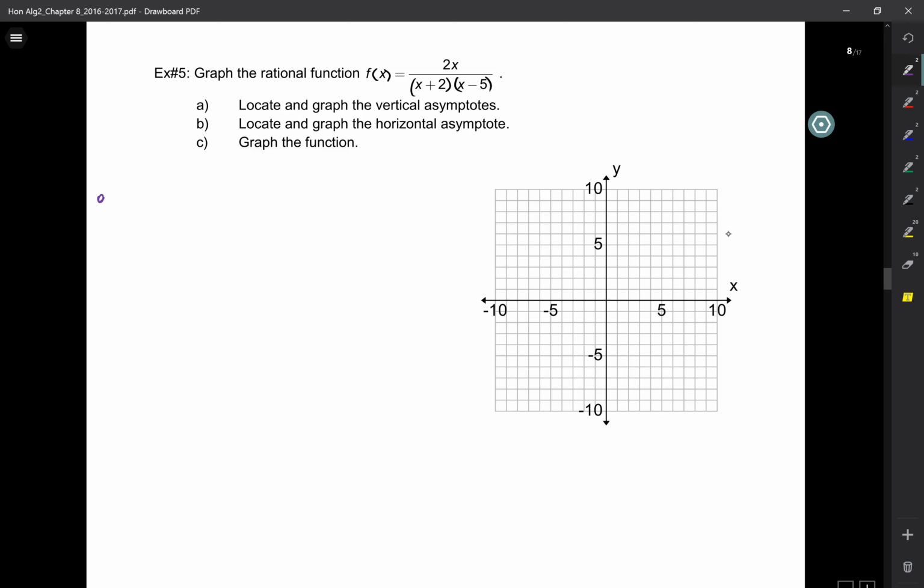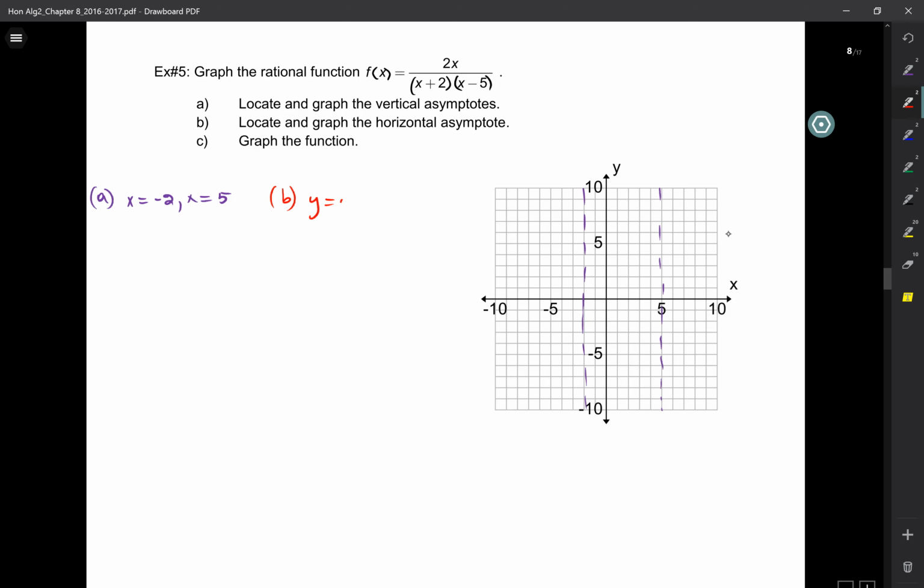Vertical asymptotes: x equals -2, x equals 5. Is that right? What about horizontal asymptotes? What's the degree on top? 1, and the bottom? 2, so it's y equals 0. Does the graph have any zeros? 2x equals 0, x equals 0. And there we go.